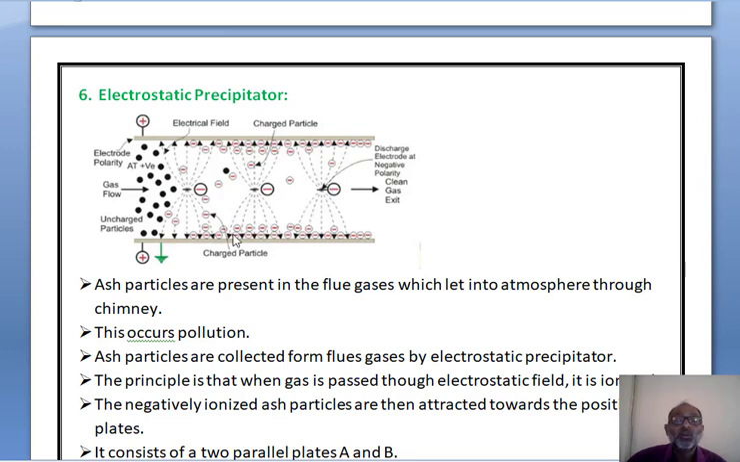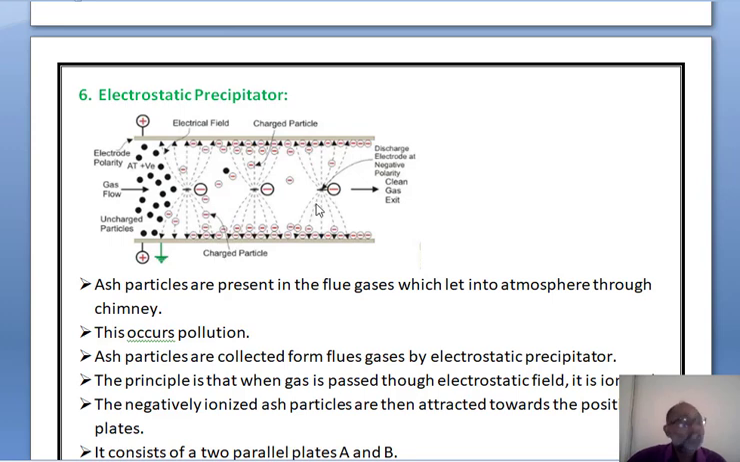Now this discharge electrode is connected to the negative potential of the supply source. So now when a DC high voltage is applied between the collecting electrode, that means positive, and the discharge electrode, that means negative, as a result an electrostatic field is produced between these both electrodes.